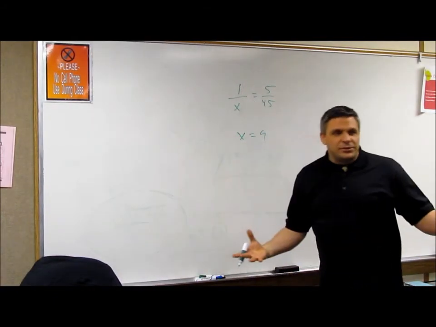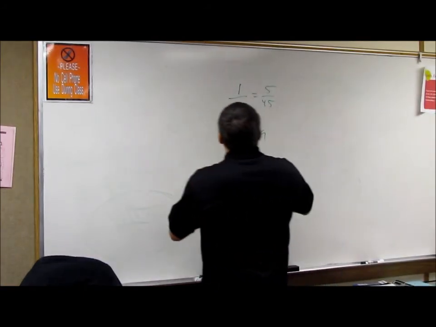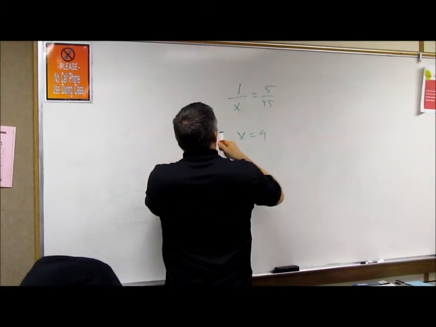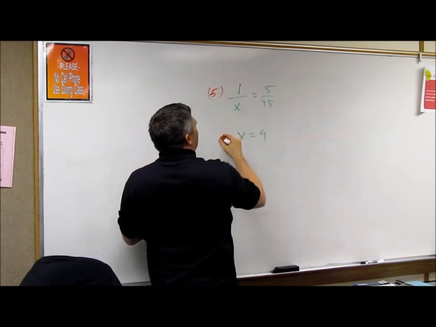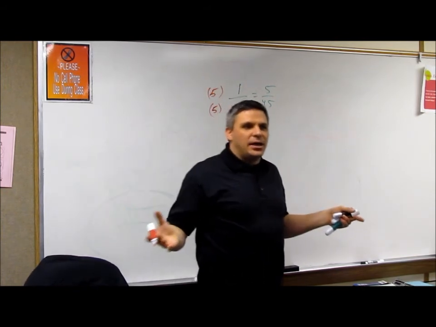Now that's one way of doing it. Okay? One way of doing it. Right? What times 1 is 5? I mean, like 5 times 1 is 5. That means 5 times this is this. So then I know that x is 9.